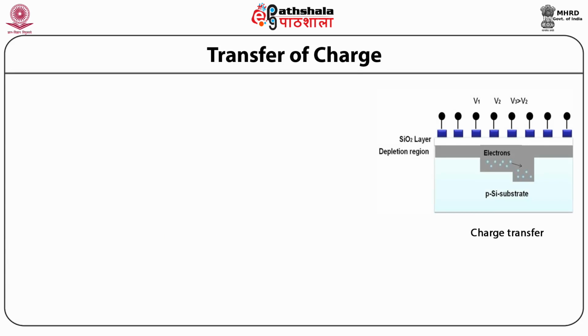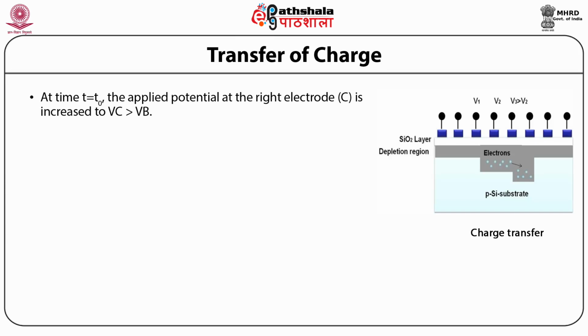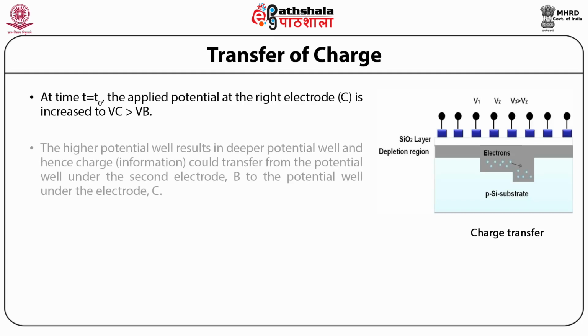So students, let us now discuss the transfer of charge. This figure is depicting the charge transfer process. At time t equal to t naught, the applied potential at the right electrode is increased to V3, that is V3 is greater than V2, or we can say that Vc is greater than Vb. So the higher potential results in a deeper potential well, and hence charge, or we can say the information, could transfer from the potential well under the second electrode B to the potential well under the electrode C. So we can say from 2 to 3.